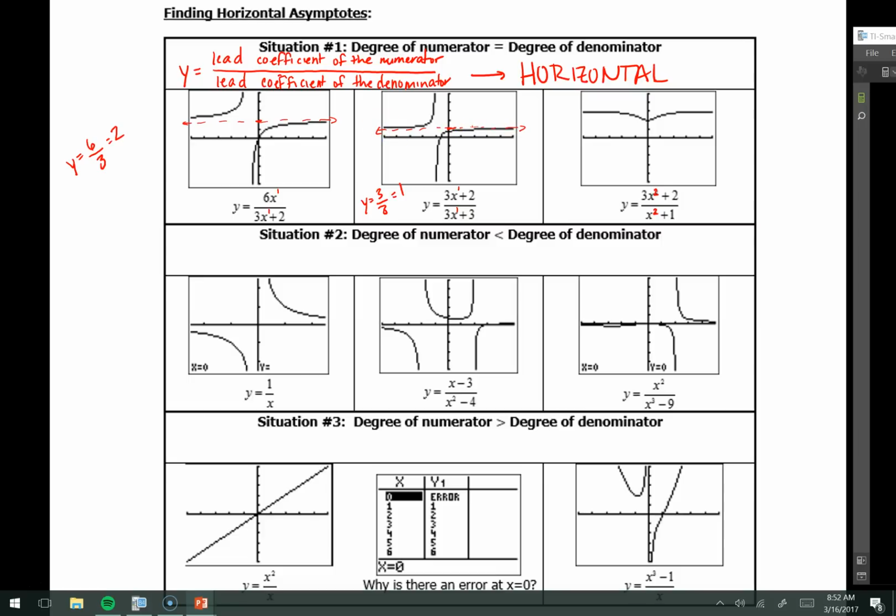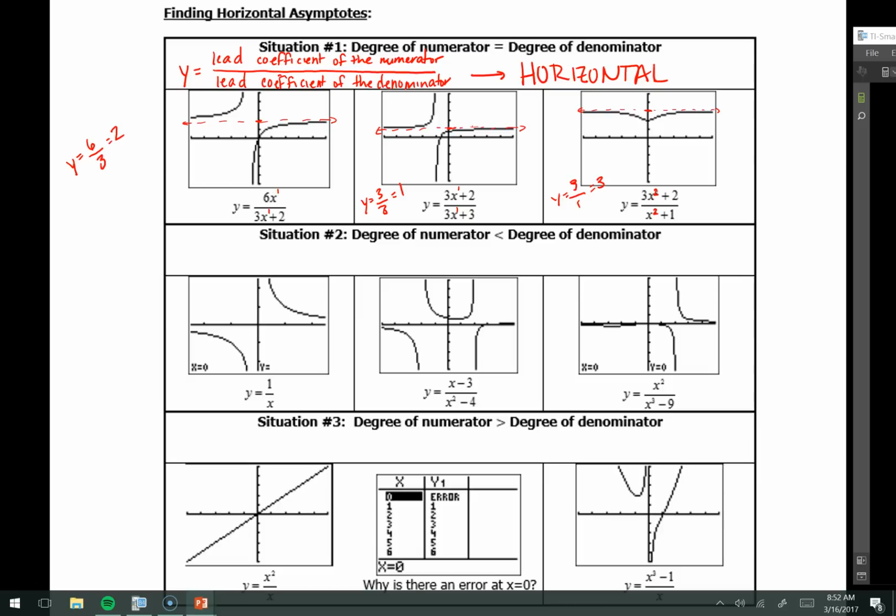And in this last one, because the degrees are equal, the coefficients are 3 divided by 1, which means the horizontal asymptote is at y is equal to 3, which is here. And again, we can see that that arch shape that's happening never crosses over or gets larger than y is equal to 3. Okay, so that's the first situation.